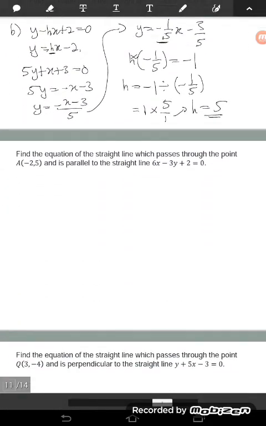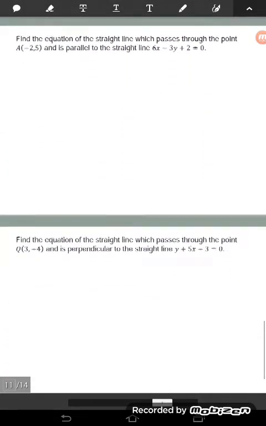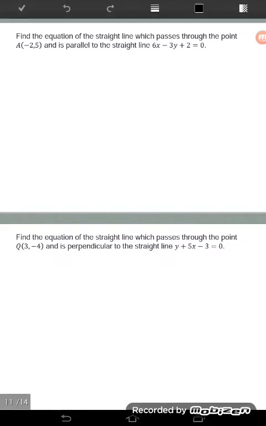Okay, so next, find the equation of the straight line which passes through the point A (negative 2, 5) and is perpendicular to the straight line 6x minus 3y plus 2 equal to 0. Okay, so we have a line, and this line is perpendicular to the line 6x minus 3y plus 2 equal to 0. This line passes through point A.